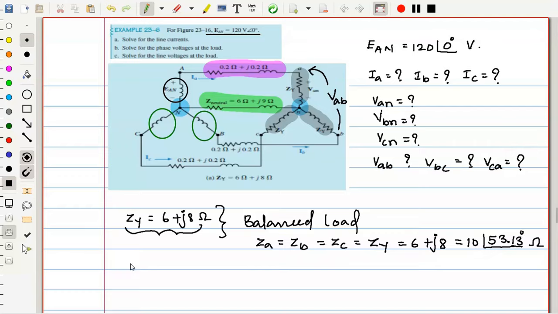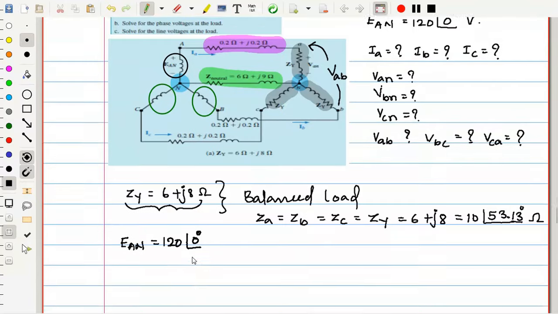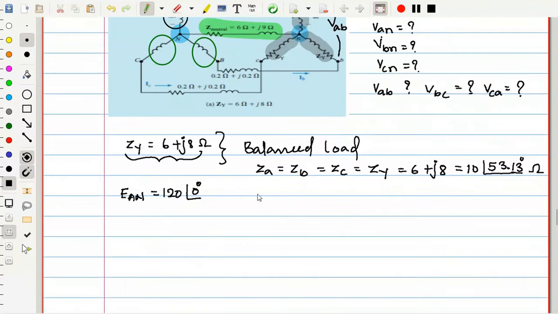Next, coming to the source side, if nothing is specified and only one phase voltage is given, it is understood that the source is also balanced. So with that assumption, EAN is equal to 120 at an angle of 0. And we will consider that the source is balanced and has positive phase sequence, or ABC phase sequence.